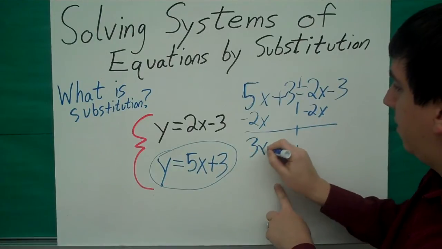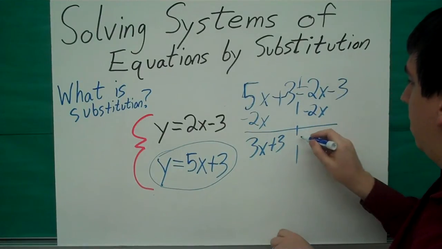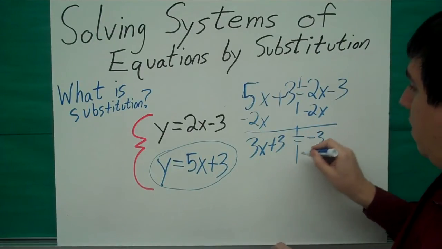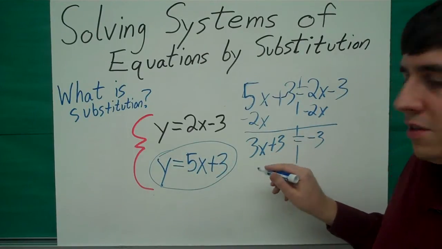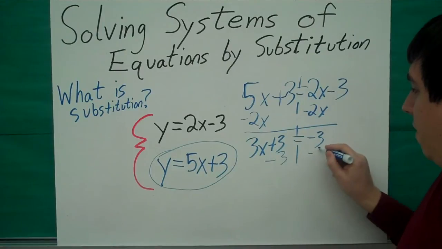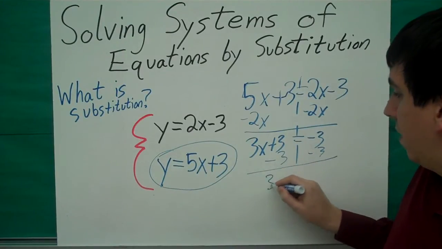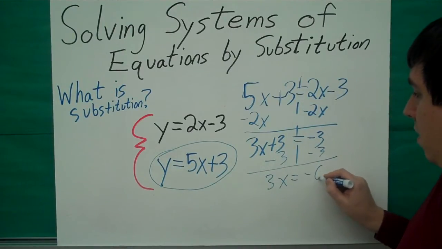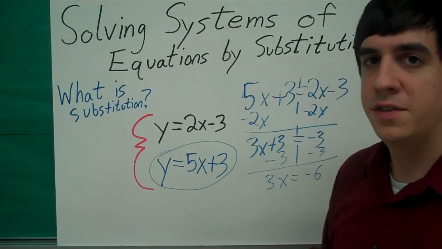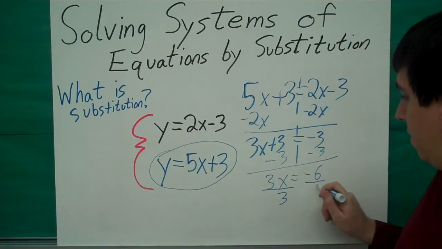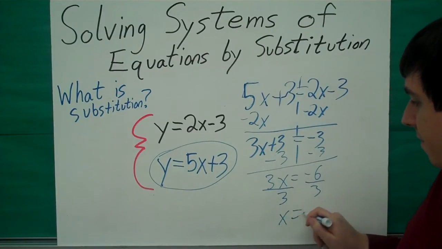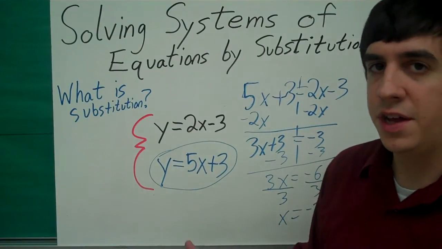I'll have 3x plus 3 equals negative 3. Then I need to isolate that x, so I'll get rid of that plus 3, so subtract 3. And then I have 3x equals negative 6. Remember, inverse of multiplying, we divide. And I have x equals negative 2.